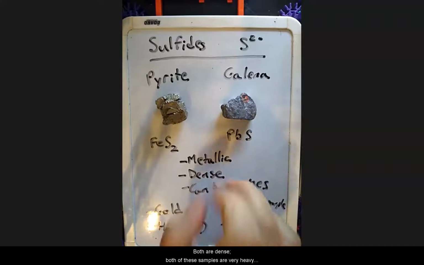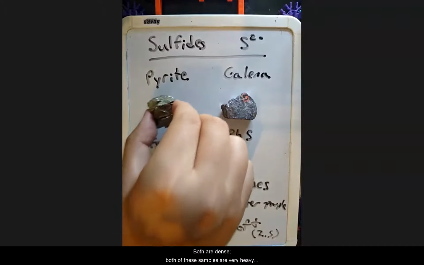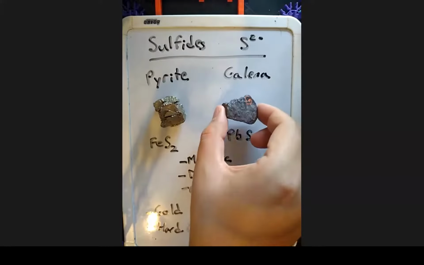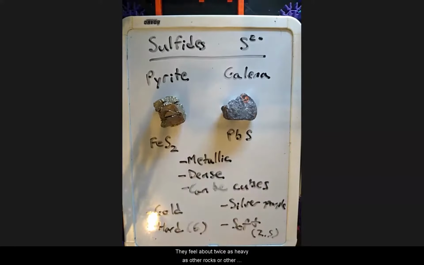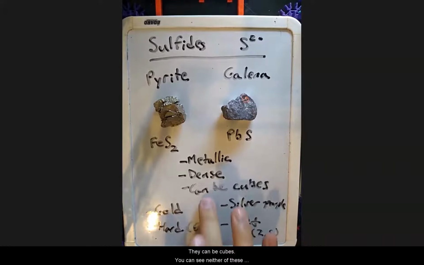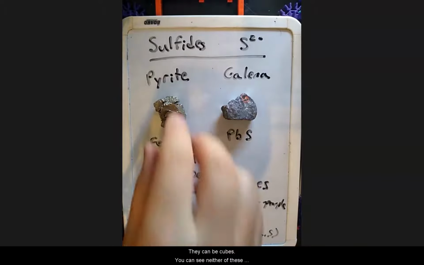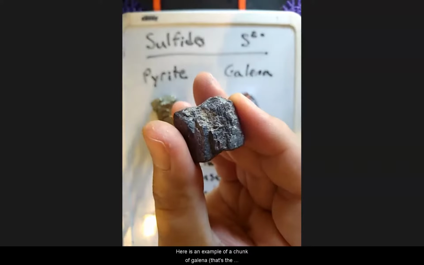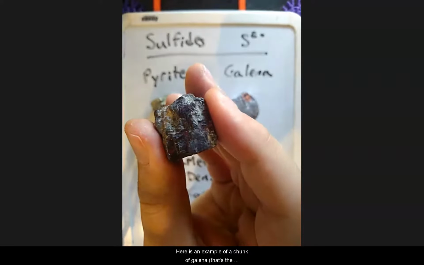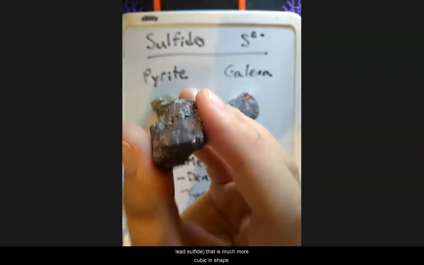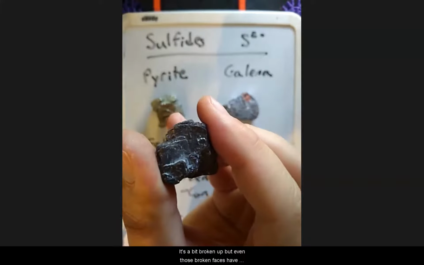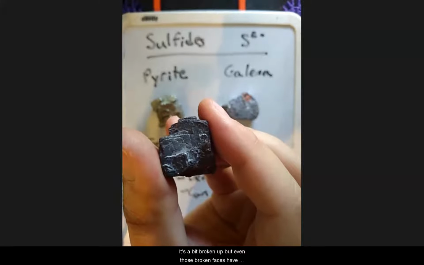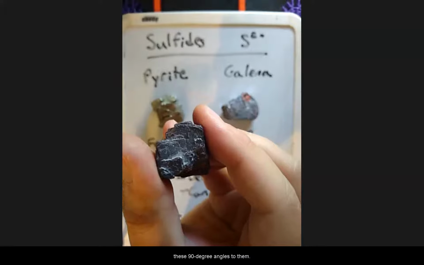Both are dense. So both of these samples are very heavy for their size. Feel about twice as heavy as other rocks or other minerals like quartz. They can be cubes. You can see neither of these is a cube, but they can be cubes. Here is an example of a chunk of galena, that's the lead sulfide, that is much more cubic in shape. It's a bit broken up, but even those broken faces have these 90-degree angles to them.